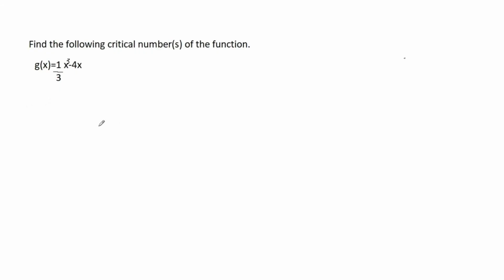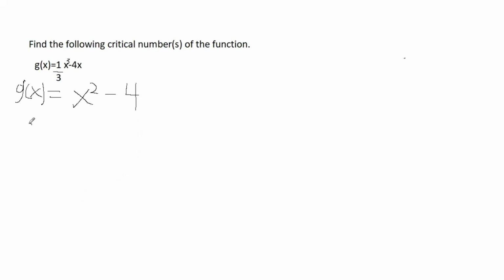So, let's get started. Find the following critical numbers of the function. Let's just take the derivative of this. So we have the power rule. So we multiply by 3, which is just actually going to be 1, so we don't really need to write down 1. And then minus 1, so that is x squared. And then we do the same thing. Multiply by 1, then reduce the exponent by 1. So that just leaves us with 4.